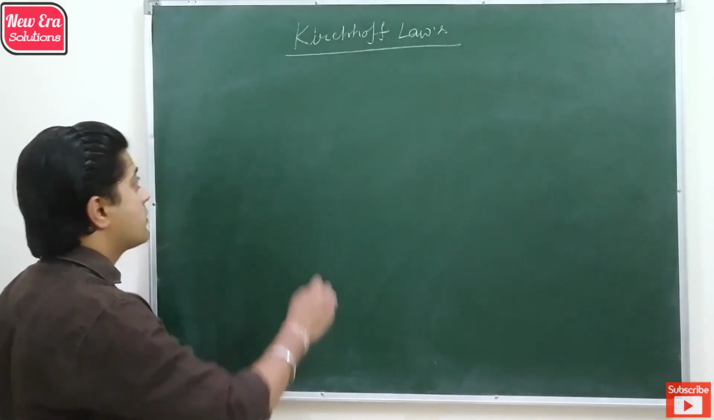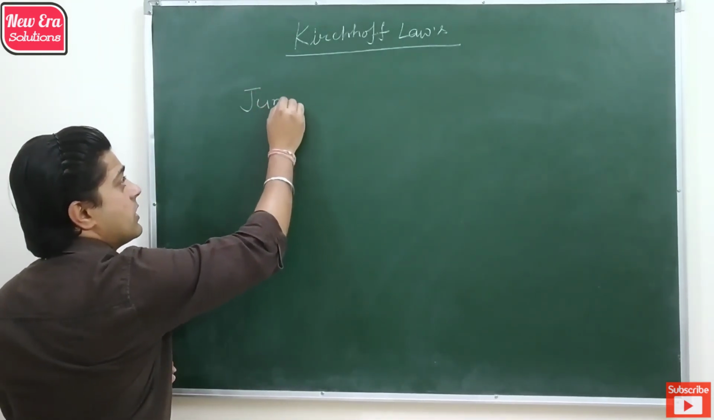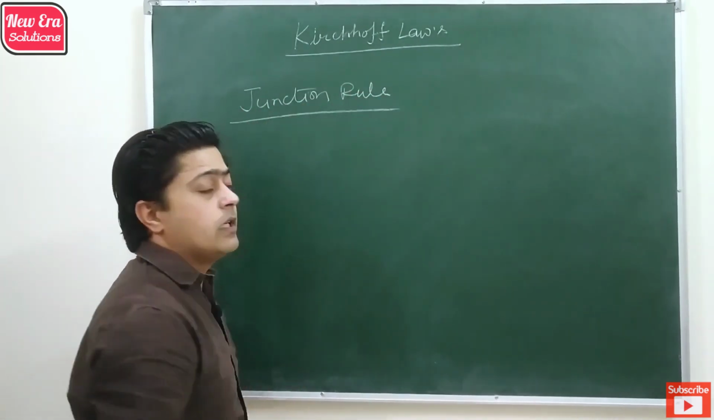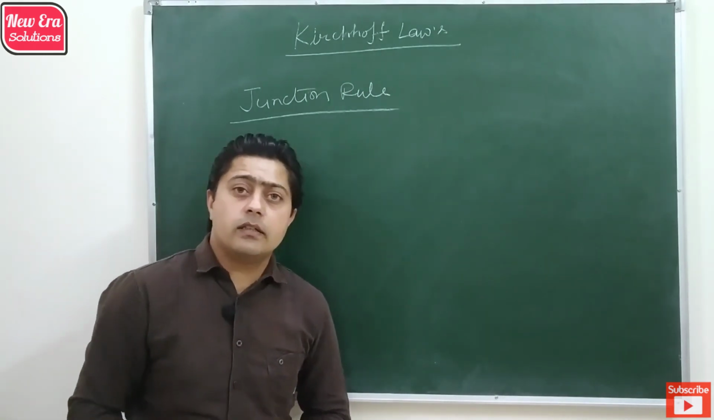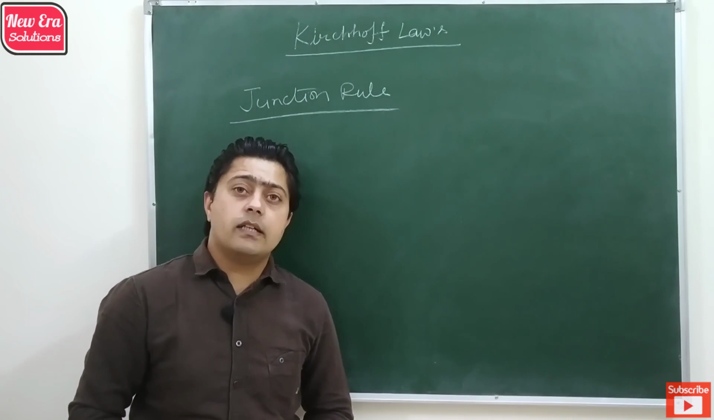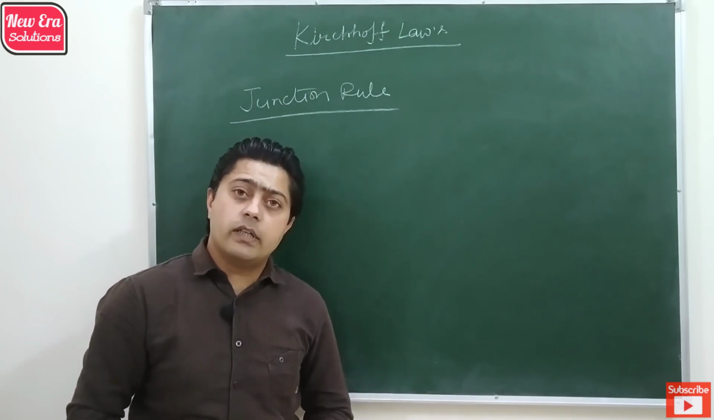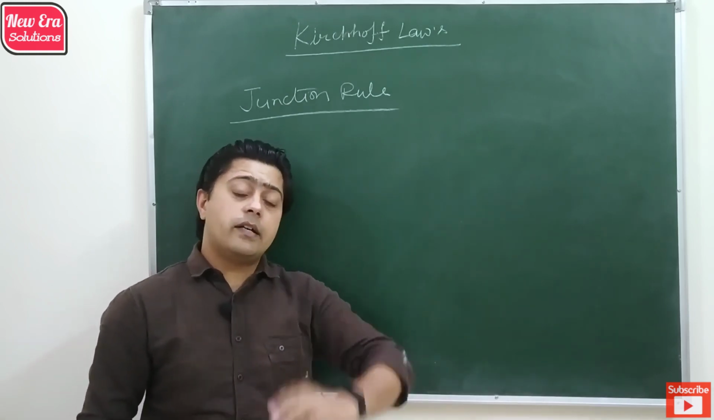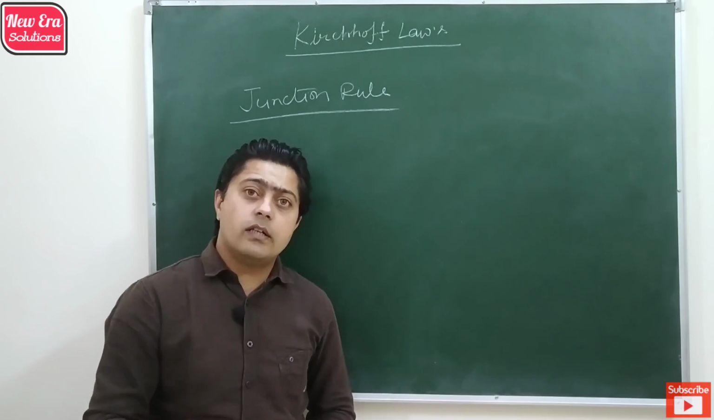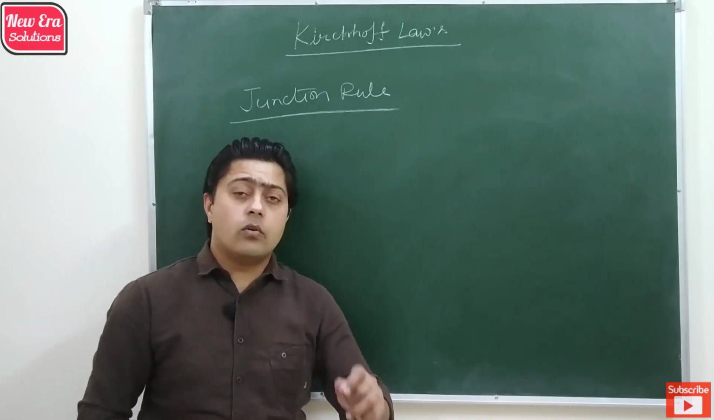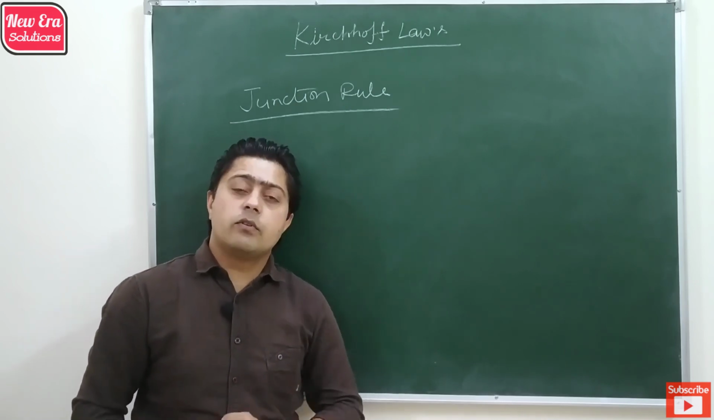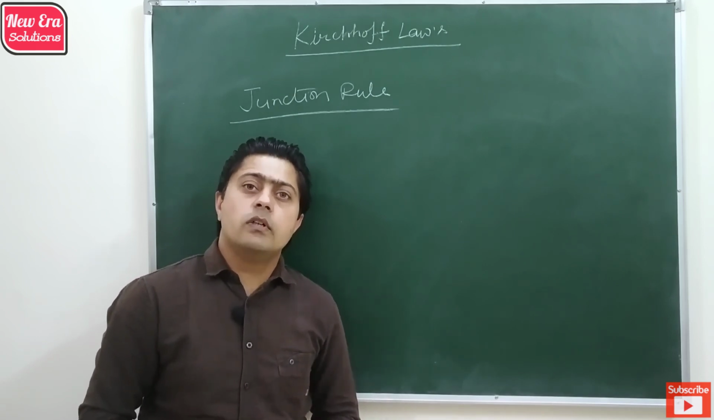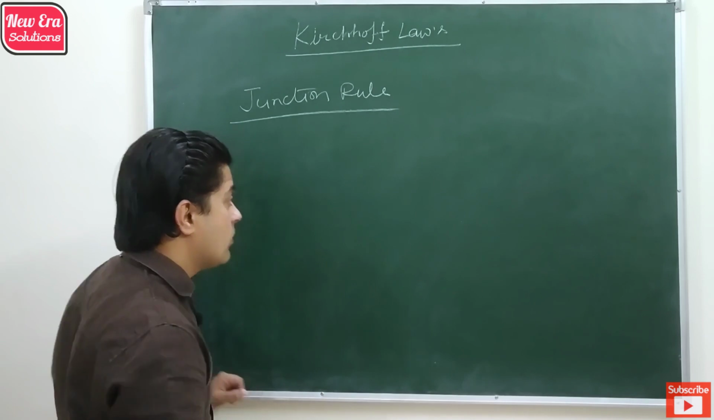The first law of Kirchhoff is known as the junction rule, or junction law, which states that when some currents meet at a junction, the algebraic sum of all the currents at that junction is 0, or the total current entering the junction is equal to the total current leaving the junction. This law is based on the conservation of charge. As we know, charge can neither be created nor destroyed, so the current produced by charge is also conserved. Let's illustrate this law with an example.